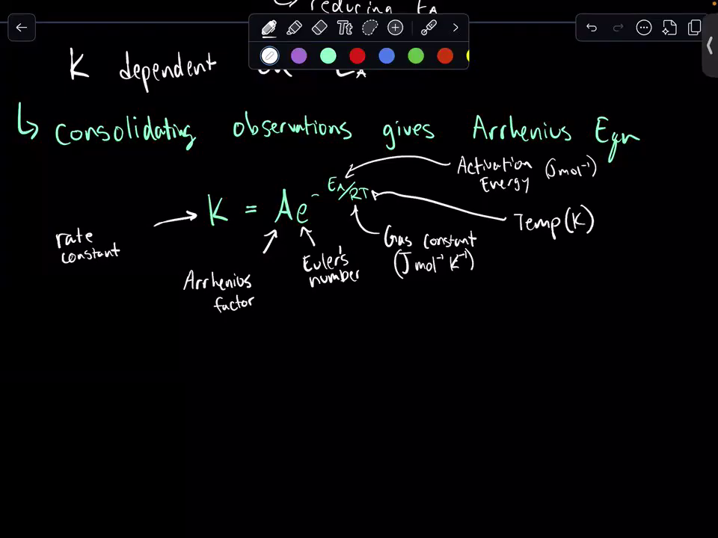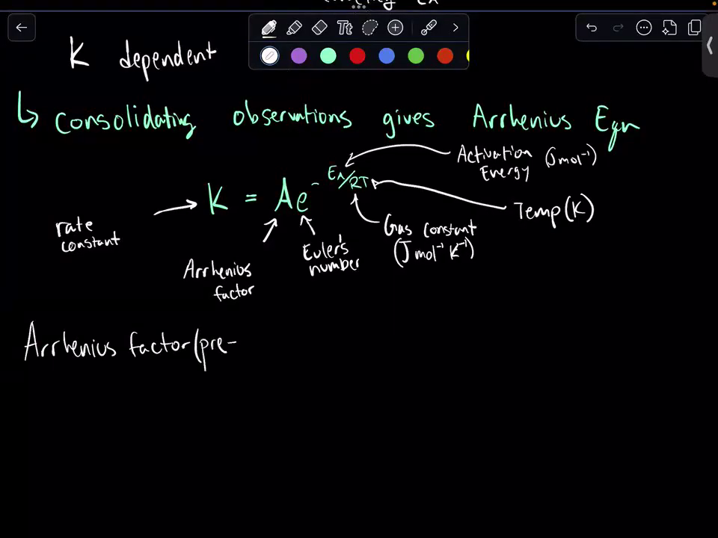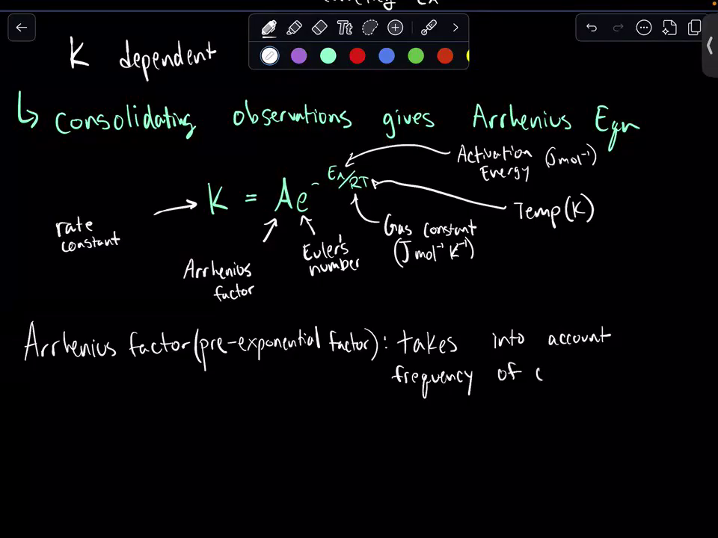Now, let's talk about that weird unit we have here, the Arrhenius factor. So what the heck is the Arrhenius factor? It's also known as the pre-exponential factor. So this part of the Arrhenius equation is what we're going to use to take into account the frequency of collisions.